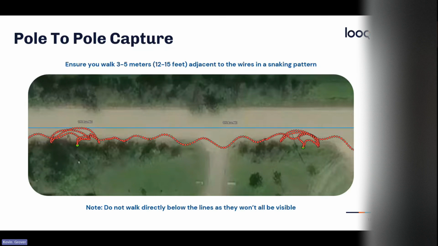The benefit of this is also walking where you can, again, the path of least resistance, which I'll show you in the next example too. So walking pole to pole is important. Get that proper overlap as you're going from pole to pole.